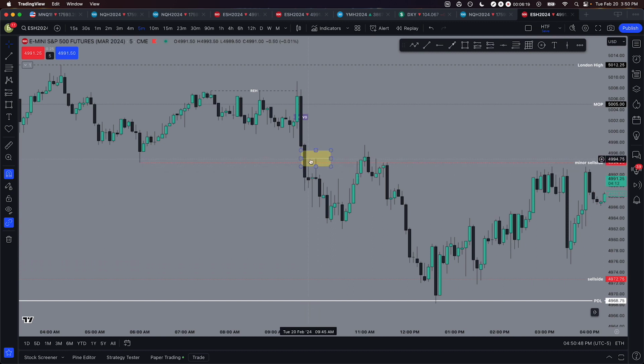Wicks do the damage, bodies tell the story. Price didn't even bother to close inside of this fair value gap. It simply wicked in, came down, closed bearish. I missed this move, but my friend that I trade with did catch it, and that was 10 handles right there. He has a daily goal that he likes to hit. He got his 10 handles, and he was done for the day in 15 minutes.